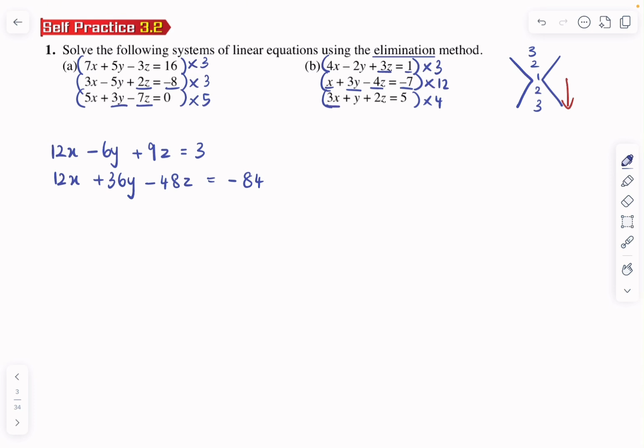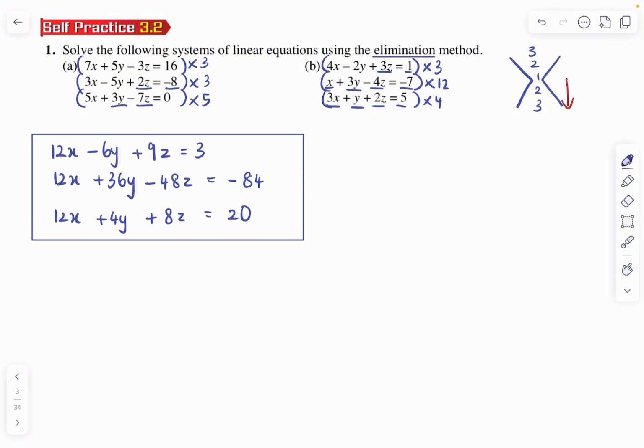Then 3x times 4 is 12x. y times 4 is 4y. 2z times 4 is 8z. 5 times 4 is 20. Done. This is our 3. So you can label this as equation 1, equation 2, equation 3.